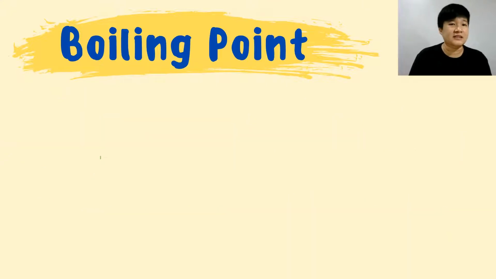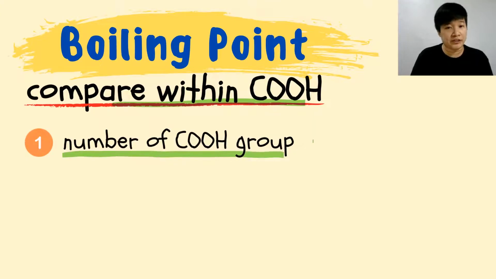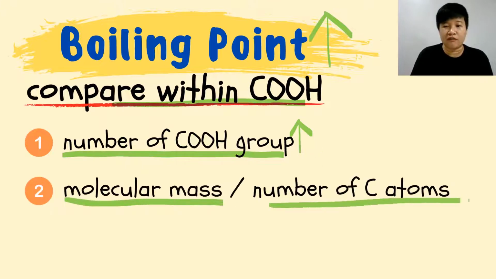And we have factors affecting the boiling point when we compare within our carboxylic acid. So the first factor will be the number of COOH groups. If I want my boiling point to go higher, the number of OH groups also needs to be higher. The higher the number of OH groups, the stronger the hydrogen bonding, the more hydrogen bonds you have, therefore the boiling point will increase. The second factor that will affect the boiling point will be, as always, the molecular mass or the number of carbon atoms. When the number of carbons increases, the molecular mass will also increase, resulting in a higher boiling point.